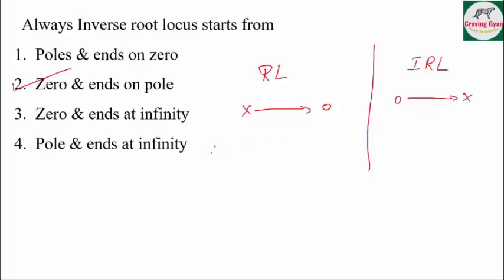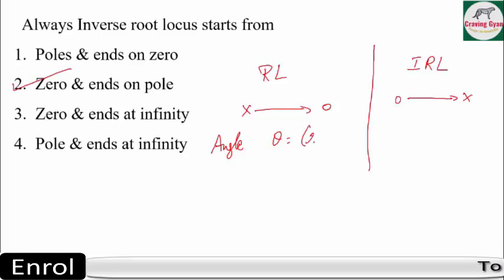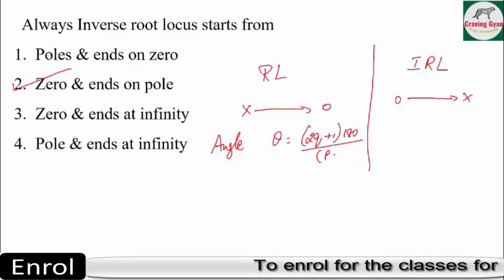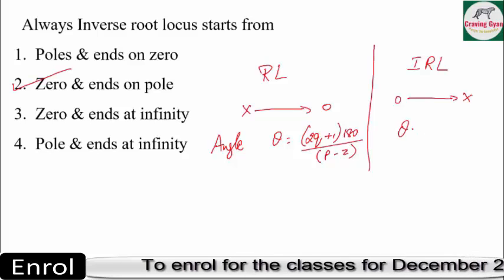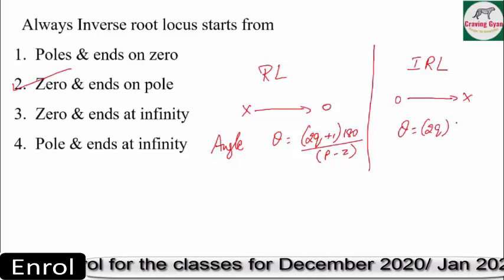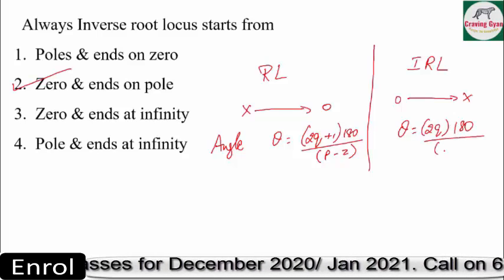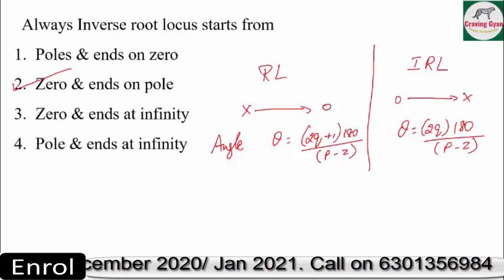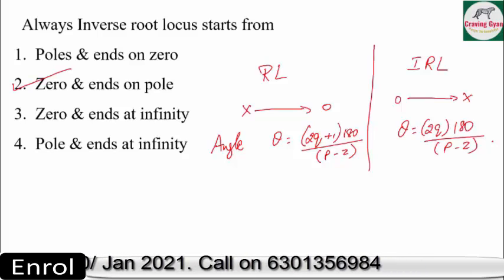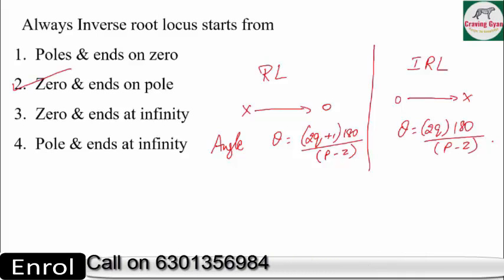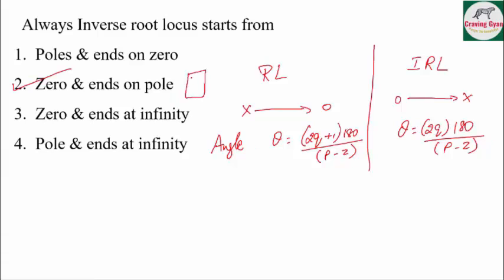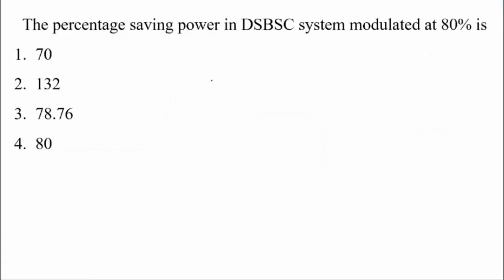And what is the angle of asymptotes? Angle of asymptotes equals (2q plus 1) times 180 divided by p minus z. Similarly, in the case of inverse root locus, it is 2q into 180 divided by p minus z. Suppose a point is on the root locus, then it has to satisfy the magnitude condition as well as the angle condition. So the suitable option is option 2.